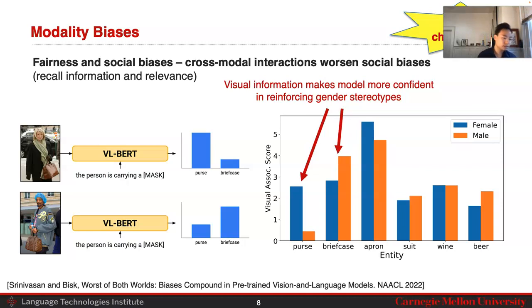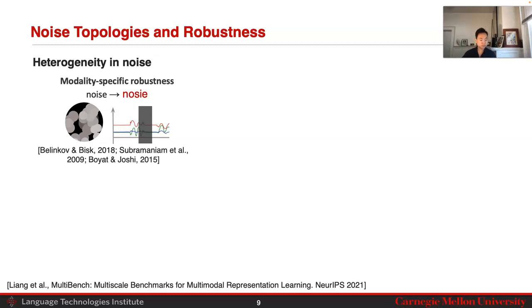So there's modality biases, biases that result towards having a better understanding of these dimensions of heterogeneity, especially towards information and relevance in modalities. Another big dimension of heterogeneity is the fact that different modalities can also have different noise topologies. So then how can we better measure whether our models are robust to these noise topologies in our different modalities? One contribution in this paper was to first identify different ways that modalities can be noisy.